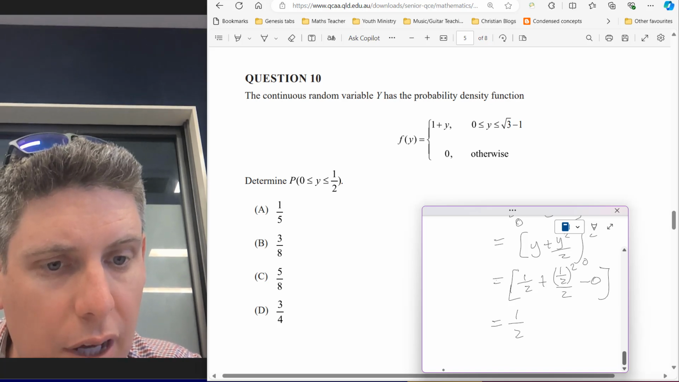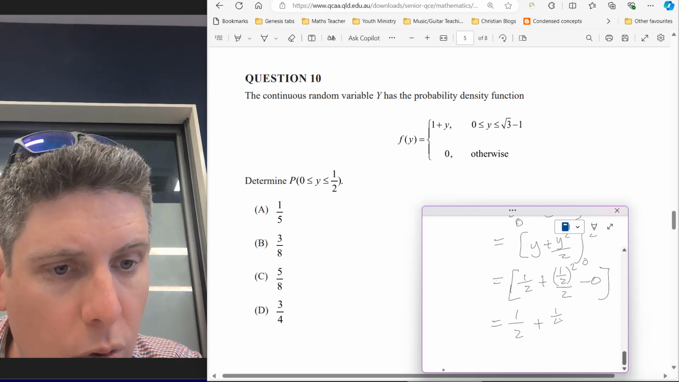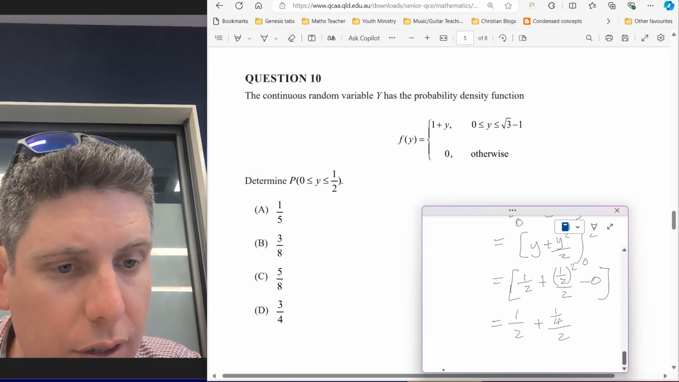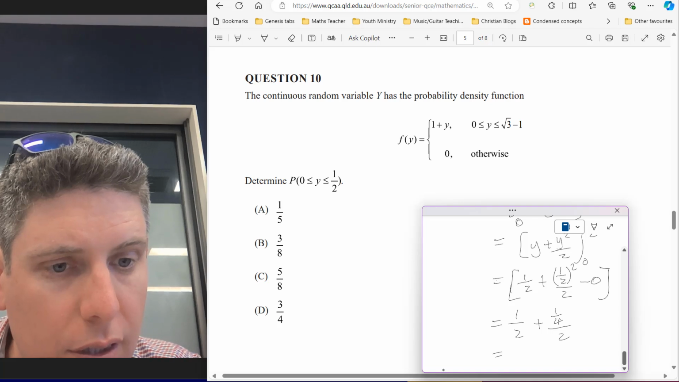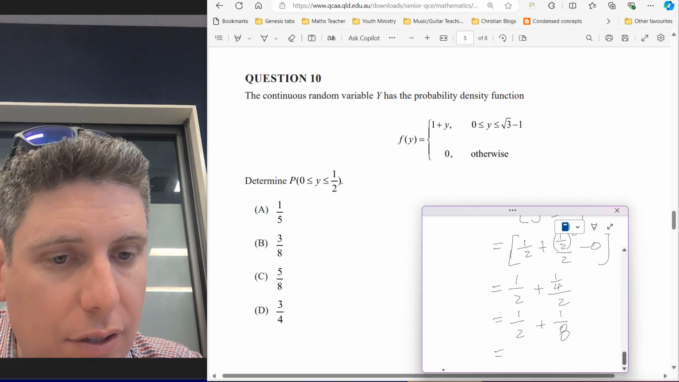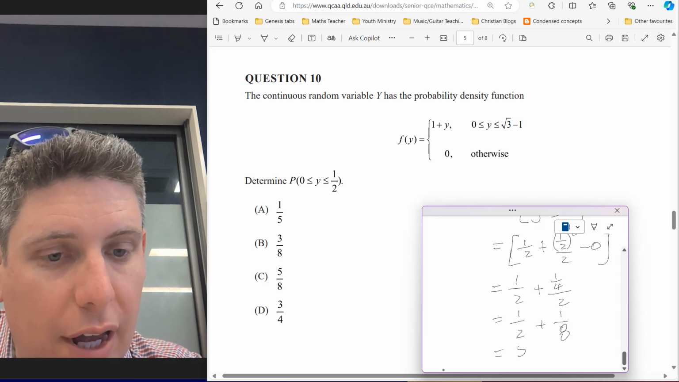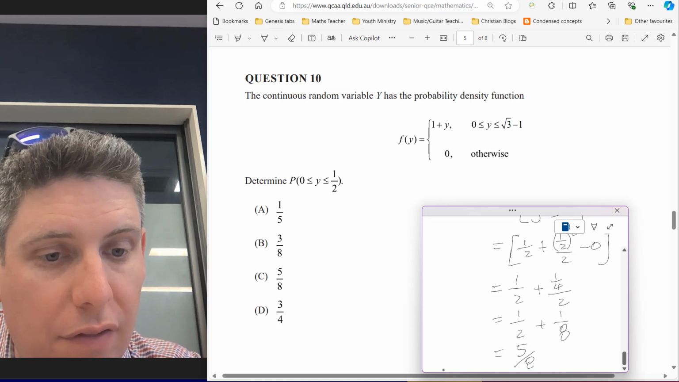So this is a half. This is probably the trickiest part. A quarter divided by 2. Now, a quarter divided by 2 is an eighth. And so this is 4/8. So the answer is 5/8.